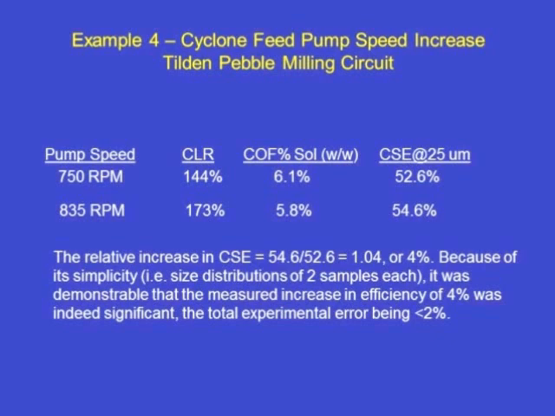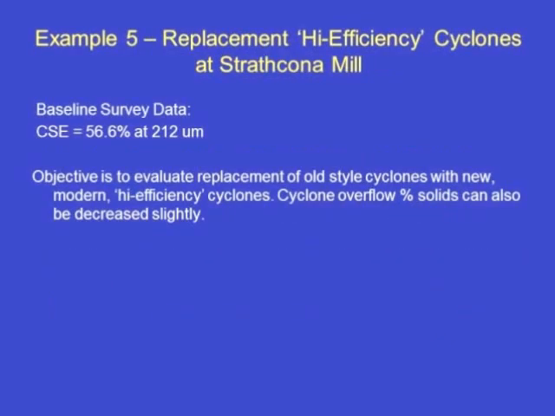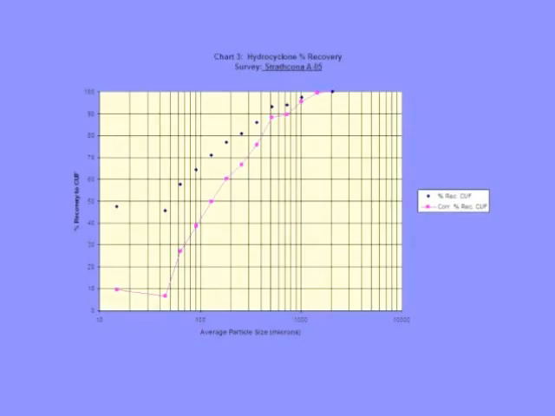A more recent example: the installation of high-efficiency cyclones, the new modern design, K-Maxes or G-Maxes, at a nickel concentrator in Sudbury, the Strathcona mill, where we did a baseline survey, and their CSE, or their coarse solids in the mill, based on 212 microns, which wasn't their 80% passing size, a little bit finer than that, but nevertheless chosen to be the reference point for the study. The objective was to evaluate replacing the old style cyclones with new modern high efficiency cyclones, and we could also allow the cyclone overflow percent solids to become slightly more dilute.